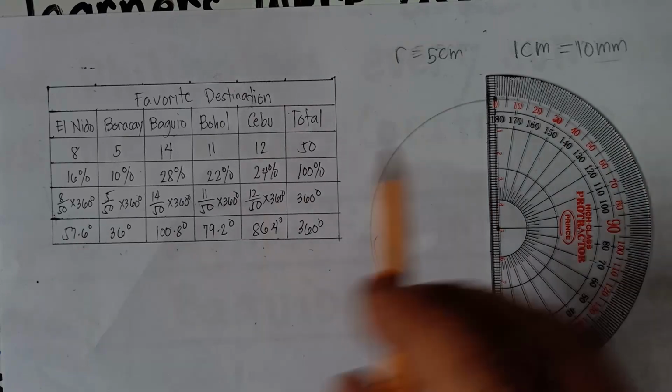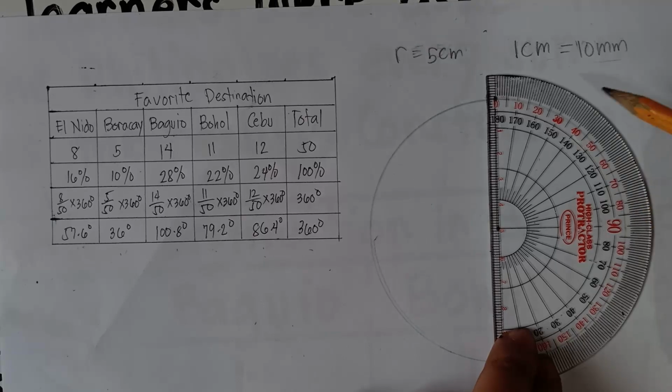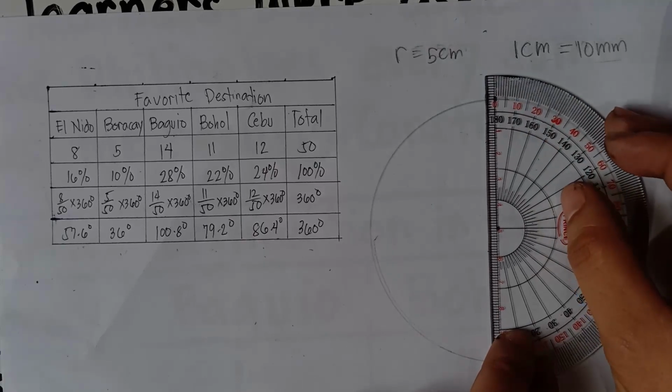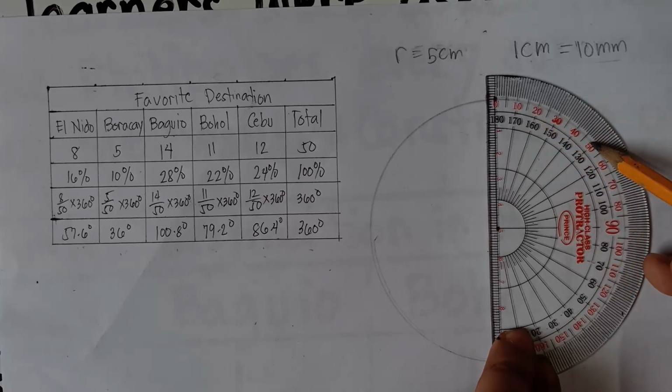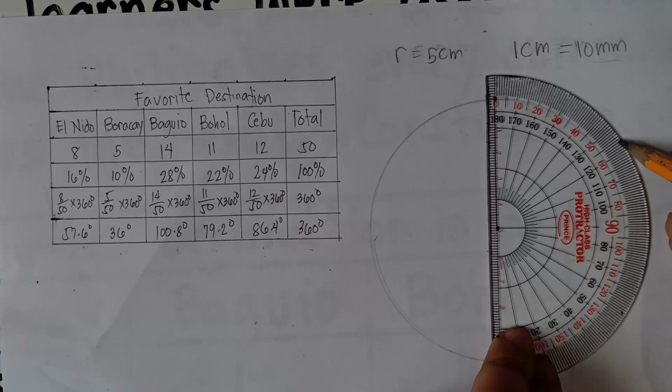57.6 degrees. So use the outer degrees. We have 0, center part, and then 0. Then 10, 20, 30, 40, 50, 57. Middle part of 50 and 60, that's 55. 55, 56, 57, 58. 57.6 would be near 58. Just estimate, class. This is 57.6.